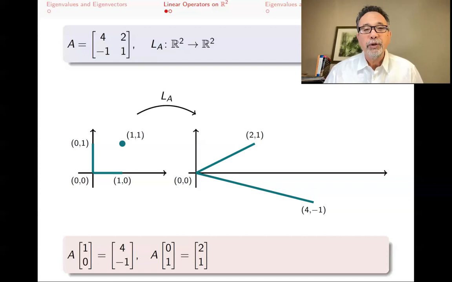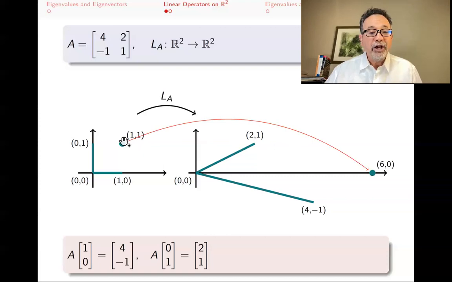Well, what about the point (1, 1)? Where does that go? Well, we could take A and multiply it by (1, 1), but we don't need to, because (1, 1) is the sum of (0, 1) and (1, 0). You add (1, 0) and (0, 1) and you get (1, 1). And because this is a linear transformation, the sum of those elements goes to the sum of the images. So (1, 1) goes to the sum of (2, 1) and (4, -1), which is (6, 0). So because (1, 1) is (0, 1) plus (1, 0), its image is going to be (2, 1) plus (4, -1).